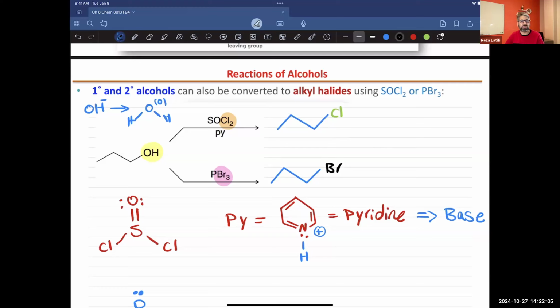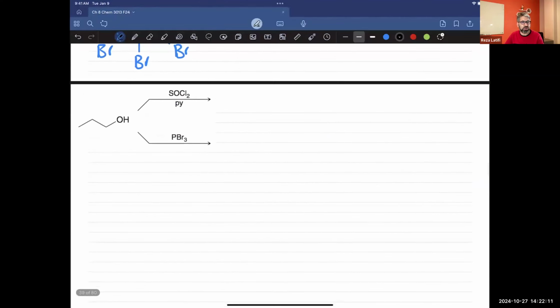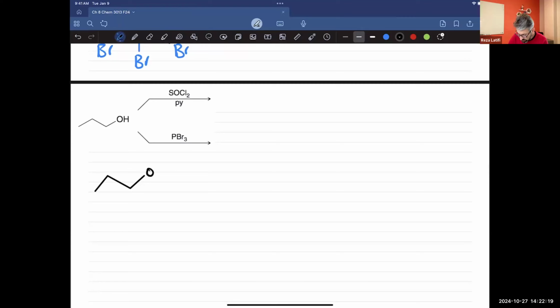Okay, I want to go after one of these chemical reactions and show you the mechanism for it. So let's say we are going to go after the second chemical reaction. It says we have this alcohol, so we have O attached to hydrogen, and oxygen has two lone pairs. Next I'm going to say I have phosphorus, and phosphorus is attached to three bromines.